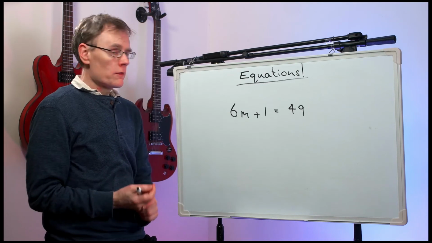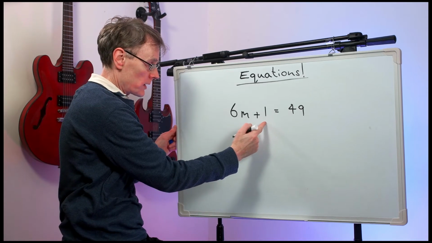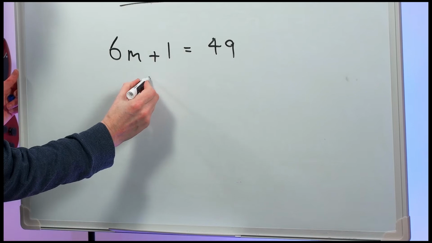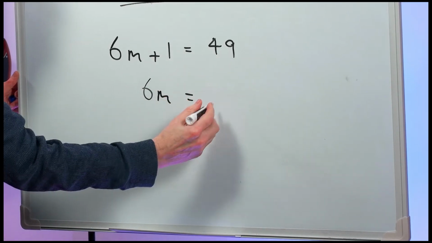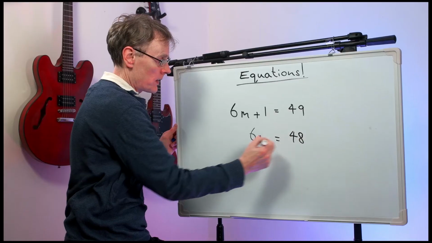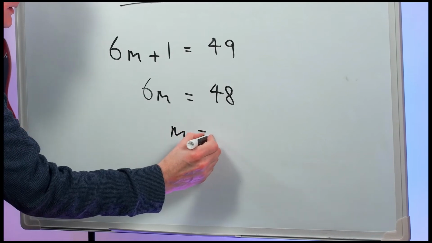Here's an easier one again, but we're going to solve it step by step following that method. First of all, I want to take away 1 from both sides. I don't want this plus 1 here, so I'm going to take him away from this side. I'm left with 6m. I take him away from this side, I have 48. 6m is 48, so m equals 8.